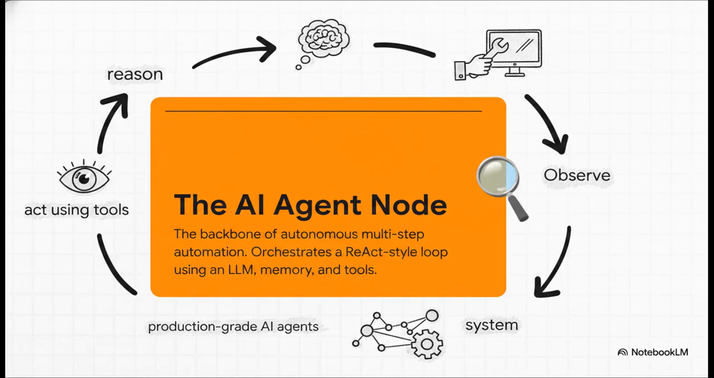And right at the heart of all this is the AI agent node. I mean, this is the thing that makes true autonomy possible. It orchestrates what's called a ReAct loop, which is short for reason and act. The agent reasons about what it should do next, then it acts by using a tool, and then it looks at the result to decide its next move. This cycle is what makes it a smart, adaptive agent, not just a simple linear automation.